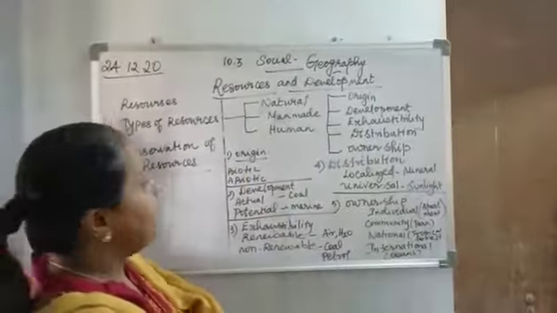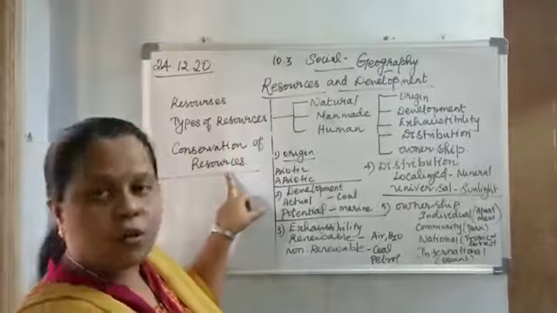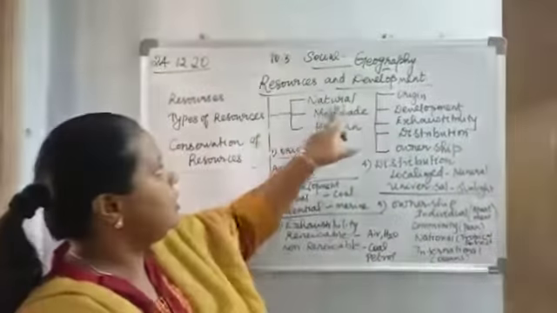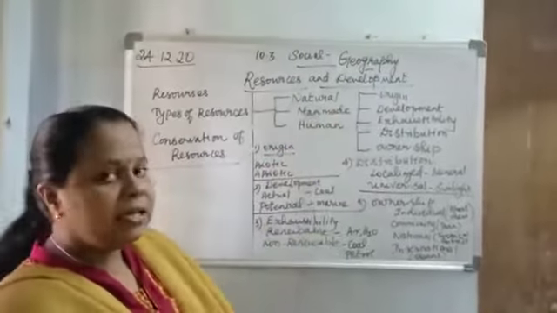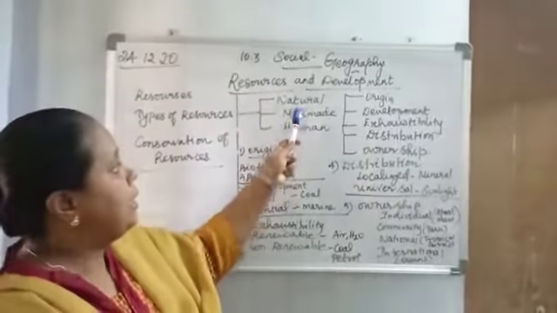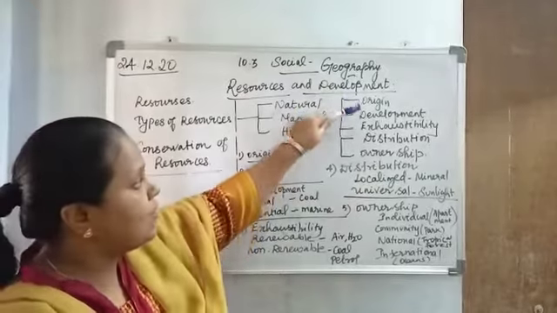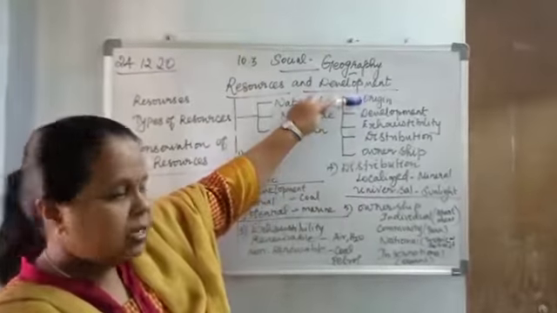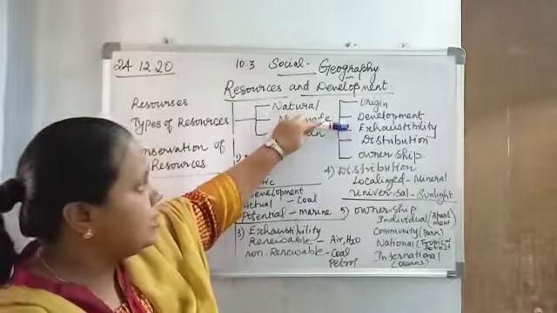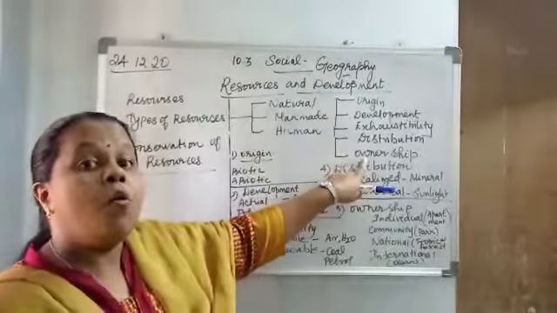So there are certain subtopics here: resources, types of resources, and conservation of resources. Today we are going to see the types of resources. Here natural, man-made and human. So these are all the main subtopics of the resources. In types of resources, it has been classified into several types. One is origin, second is development, third is on the basis of exhaustibility, fourth is distribution, and the fifth is based on ownership.